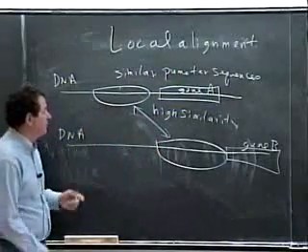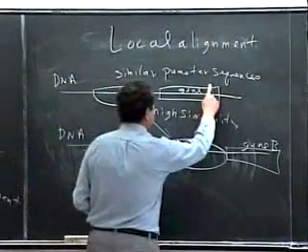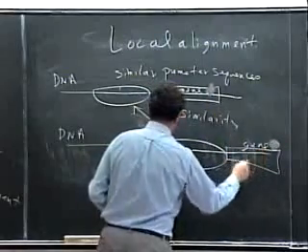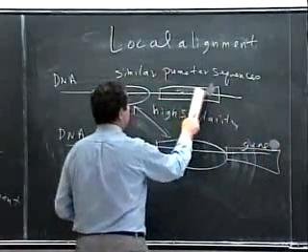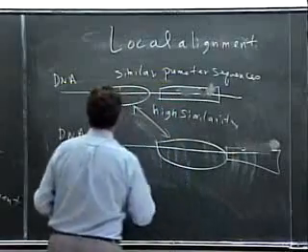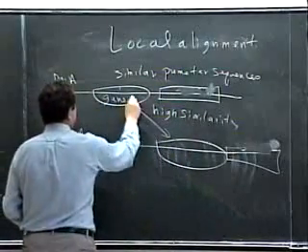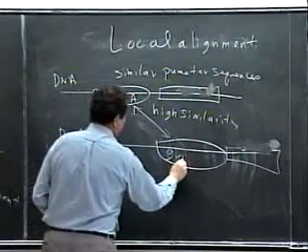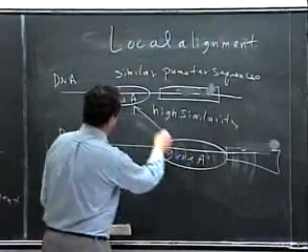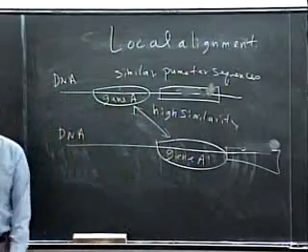Well, another possibility is that you may think that you have very similar genes there. So gene A and gene A prime, but these are very similar genes. When does that happen?